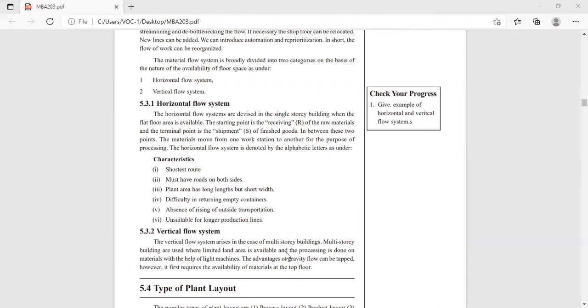The material flow system is divided into two parts, horizontal and vertical. Second one is vertical flow system, which arises in the case of multi-story building. Okay, understand this. The horizontal is devised in the single story building, and vertical, which is devised in multi-story building. So multi-story buildings are used where limited land area is available and the processing is done on the materials with the help of light machines. So some other advantages of this, like gravity flow can be tapped. However, it first requires the availability of the materials at the top floor.